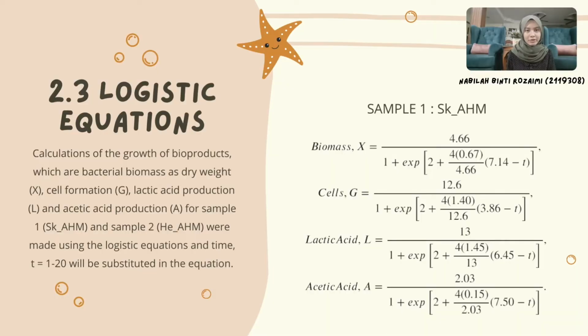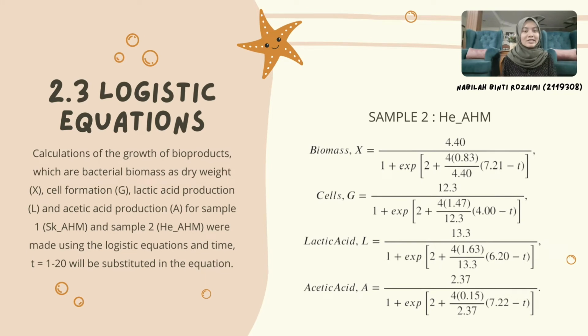Calculations of the growth of bioproducts, which are bacterial biomass as dry weight, cell formation, lactic acid production, and acetic acid production for sample 1 and sample 2 were made using the logistic equations and time, with the symbol T substituted by 1 until 20 in the equation. And these are the logistic equations for sample 1 of our group, which is skin of Atlantic horse mackerel. While these are the logistic equations for sample 2 of our group, which is head of Atlantic horse mackerel.